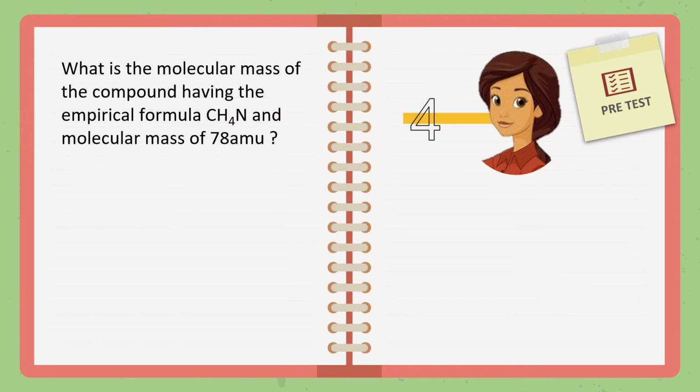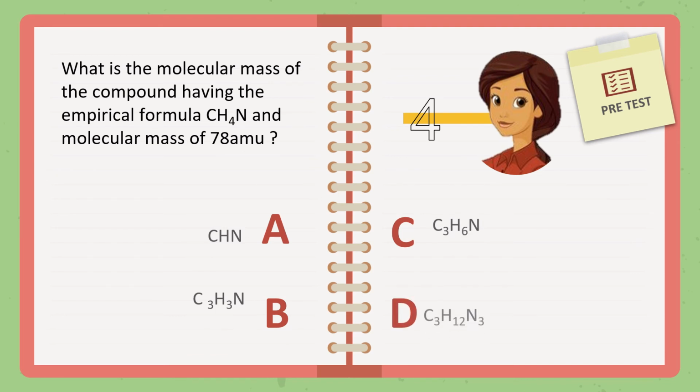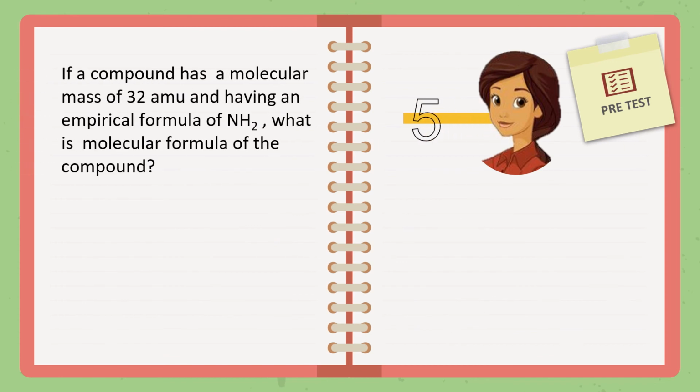Number 4. What is the molecular formula of the compound having the empirical formula CH4N and molecular mass of 78 AMU? A. CHN, B. C3H3N, C. C3H6N, and letter D. C3H12N3. Number 5. If a compound has a molecular mass of 32 AMU and an empirical formula of NH2, what is the molecular formula of the compound? A. NH4, B. N2H6, C. N2H4, D. N2H2.